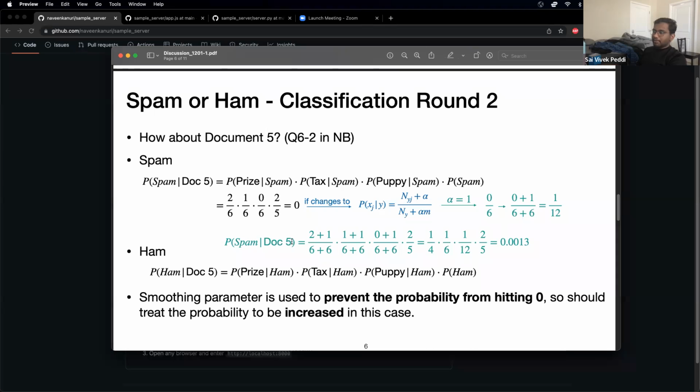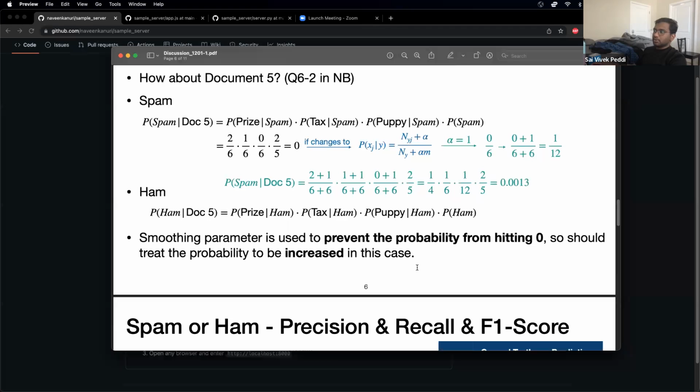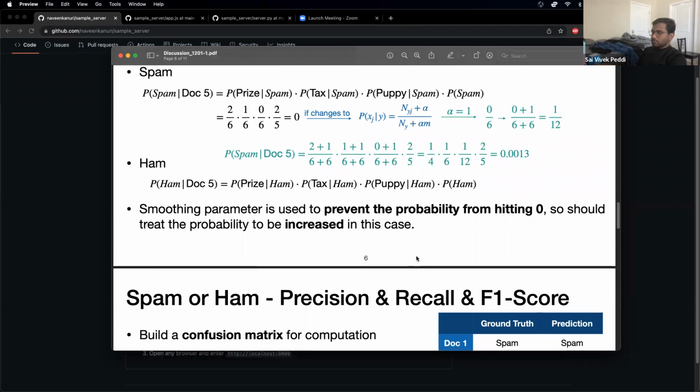Finally, the probability of spam given doc 5 can be calculated in this manner: 2 plus 1 by 6 plus 6, 1 plus 1 by 6 plus 6, and 0 plus 1 by 6 plus 6, times 2 by 5, which is your prior probability of that particular class. Compared to the previous 0 value that you got, now you are getting an actual 0.0013, which is non-zero. Which is very good, so that we are not zeroing out the whole thing. So that is the thing about smoothing.